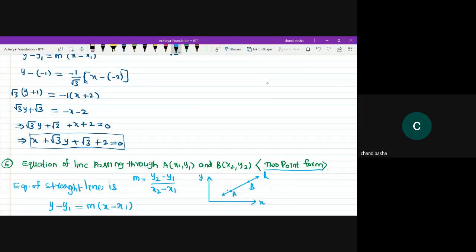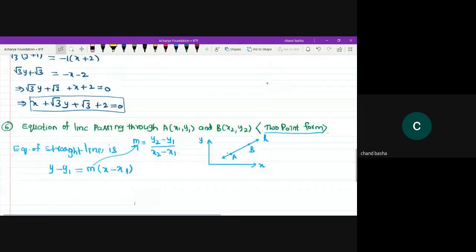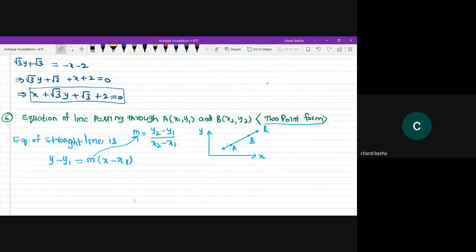Sir, what is m here? M is not given, but 2 points are given to you. What is m here? y2 minus y1 by x2 minus x1. By making use of the 2-point form, you can find the slope, right? Or we can also write it as y minus y1 is equal to y2 minus y1 divided by x2 minus x1 into x minus x1. Is it the same formula? It is the same as the fifth one.